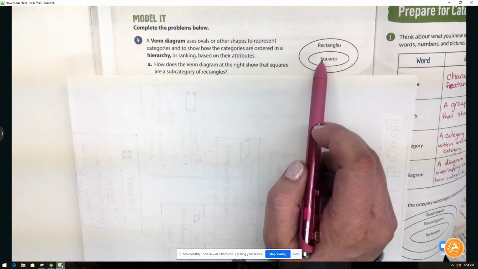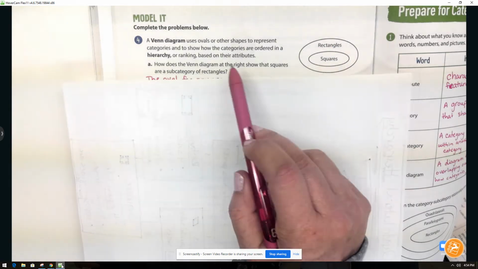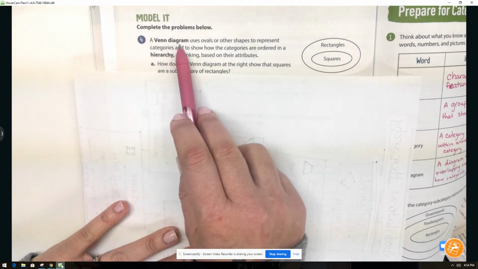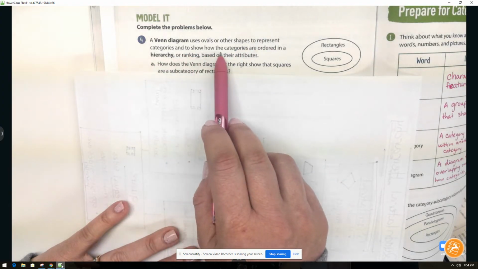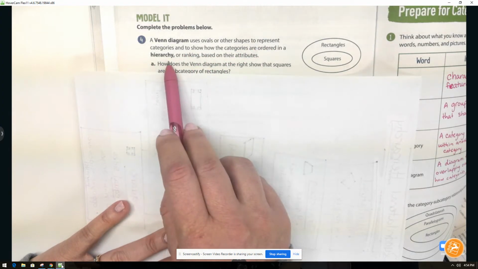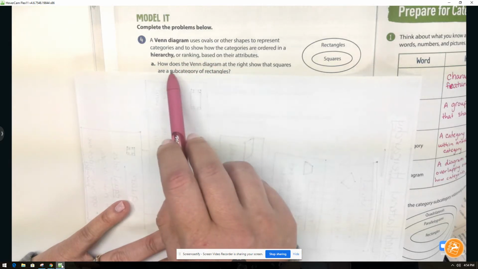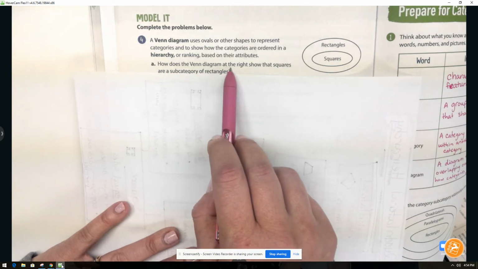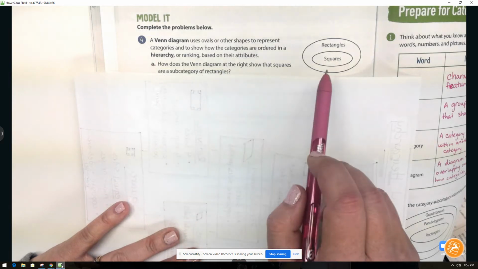So for example, in this hierarchy, the rectangles... I want to step back. I'm not going to go there yet. So let me just read this again. A Venn diagram uses ovals or shapes to represent categories and to show how these categories are ordered in a hierarchy, or a ranking based on their attributes. So if we look at this Venn diagram here, it says this. How does the Venn diagram at the right show that squares are a subcategory of rectangles?